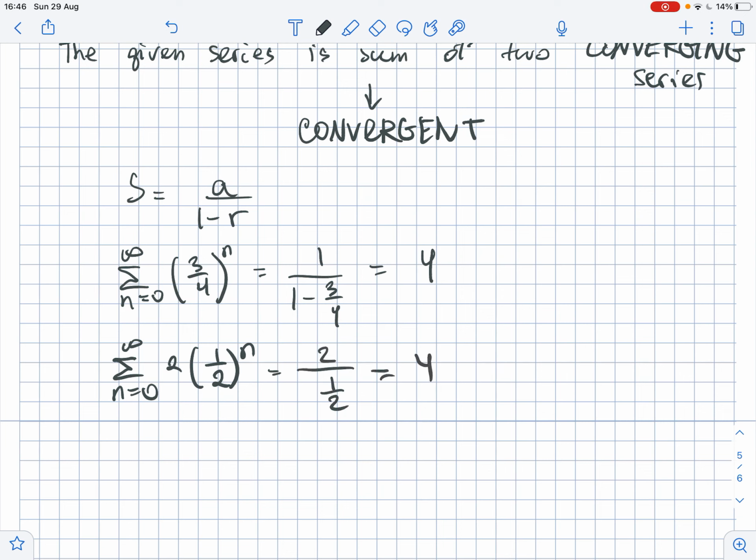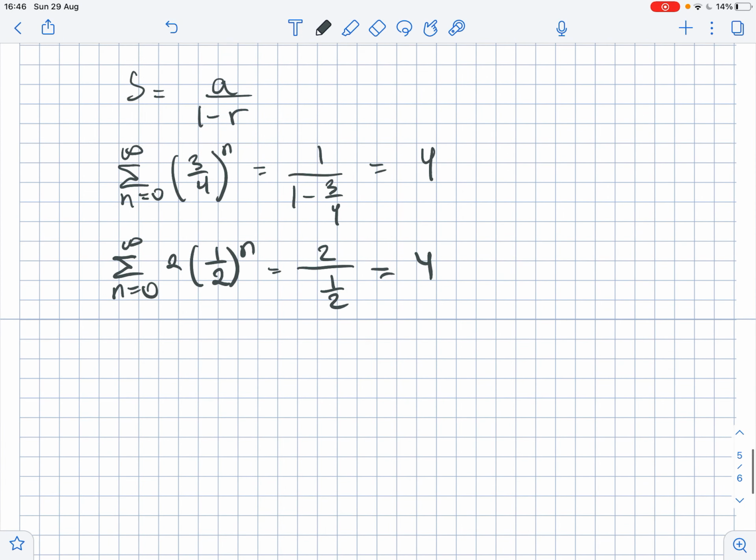so it also equals 4. So that means that the sum of the given series will be the sum of the sums of those two geometric series. So the sum of the given series from n equals 0 to infinity of 3 to the power of n plus 2 to the power of n plus 1 over 4 to the power of n equals 4 plus 4. So it equals 8. So our final answer is that our given series is convergent and it converges to 8.